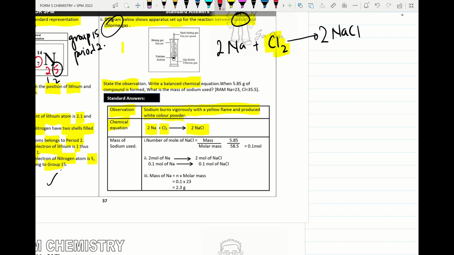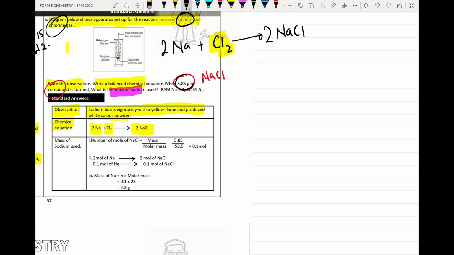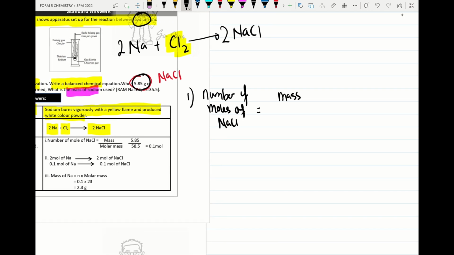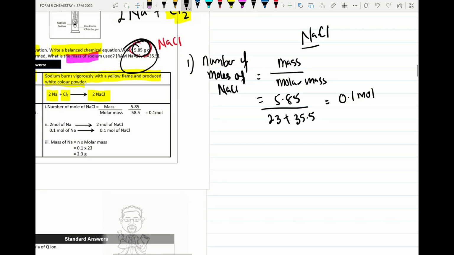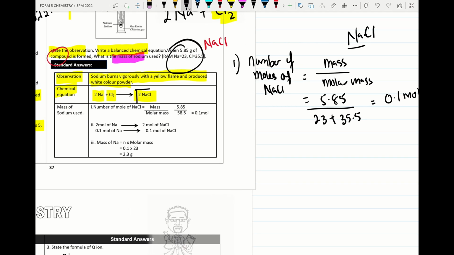Next we get the information given. 5.85 gram of compound, that means this is sodium chloride. The compound is formed, and they want the mass of sodium used in this experiment, so I convert this into number of moles. First step, we find the number of moles of sodium chloride. How to find it? We take mass over molar mass. The mass given is 5.85 and the molar mass of sodium chloride, please remember, is sodium 23 plus 35.5, already given here. So we will get the answer 0.1 mole. Next we try to check the equation. The information we have is sodium chloride.